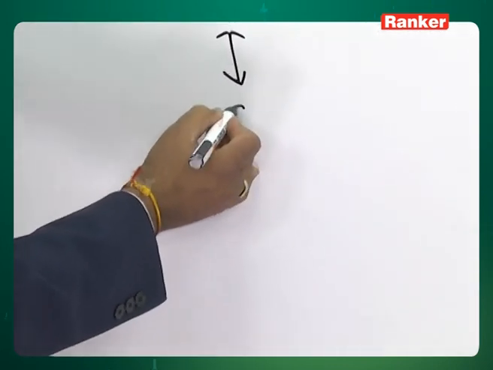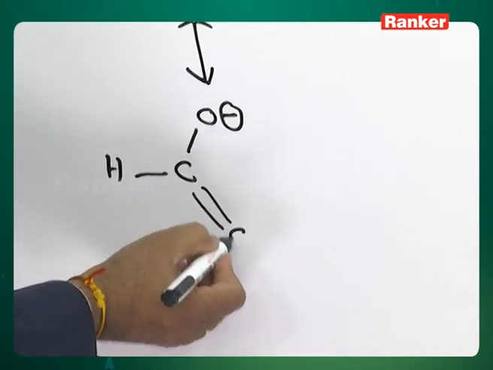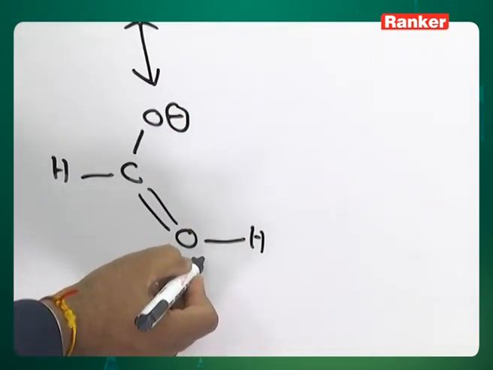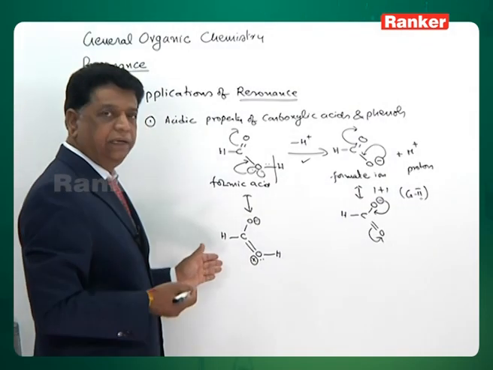Now what is the resonance structure of this one? O will become minus. This side you will get a double bond and the hydrogen. Only one lone pair, a positive charge is formed. Even the formic acid has a resonance.